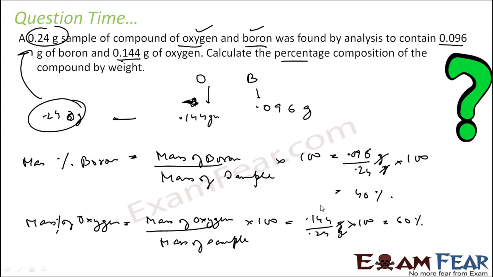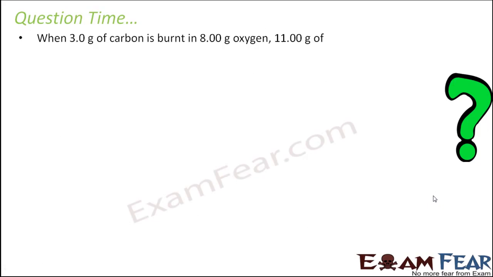Or directly you can say that mass percentage of oxygen is 100 minus 40%. That is also one way because there are only two compounds in this. To be on the safe side, always calculate. Because let's suppose it has some other compound X that had some weight and total weight was not 0.24, then the direct formula won't work. So better you calculate for all in the exam.